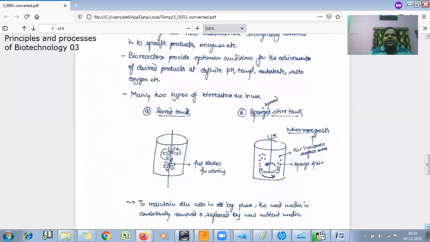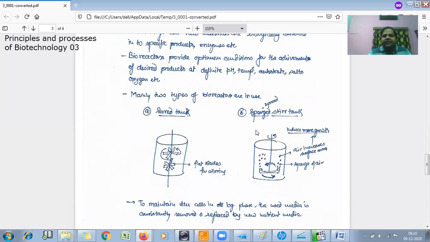So now we can see there are mainly two types of bioreactors. One is stirred tank and another is sparged stir tank. So we can see here there are two propellers, or we can say flat blades, for the stirring. It means we put the cells here, a host cell with the recombinant DNA, and these blades are moving clockwise or anti-clockwise, so that proper mixing and aeration can be provided, so that a large amount of product we can get.